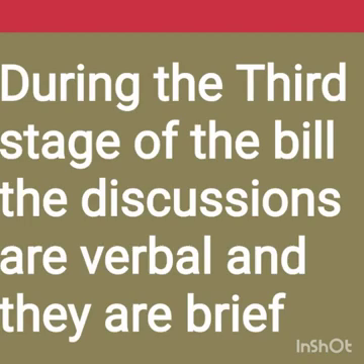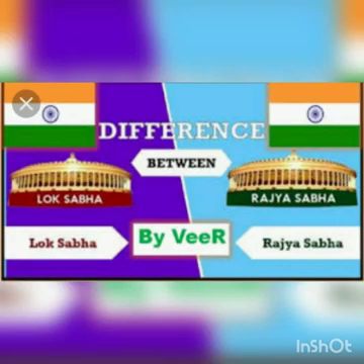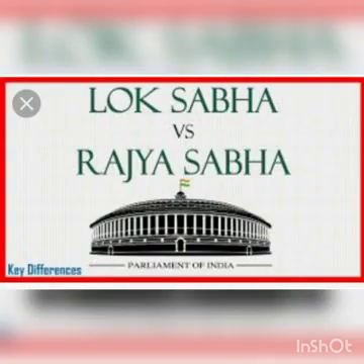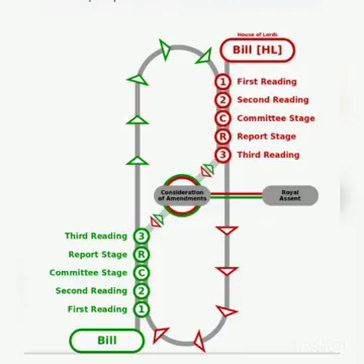After the bill has gone through all the 3 stages in the House where it had been introduced, it is then sent to the next house. There also, in the next house, the bill will go through all the 3 stages. After the bill has gone through all the 3 stages in both the houses, it will be signed by the speaker and then it will be sent to the president for his assent.